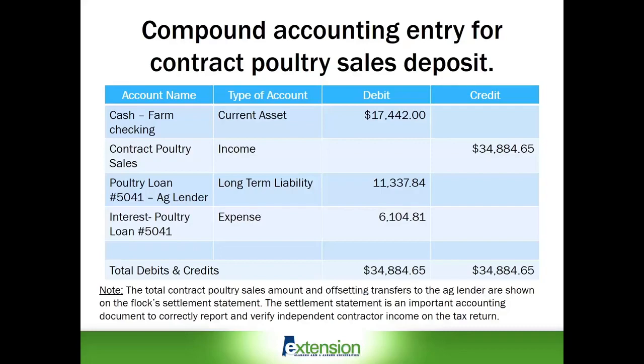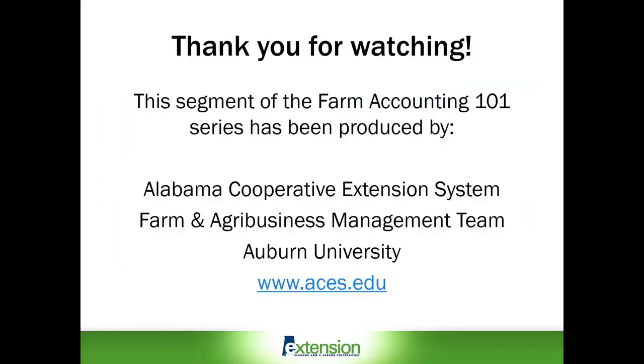For many farmers, recording principal versus interest portions of poultry loan payments may be delegated to their accountant or tax preparer at the end of the year. Like all accounting entries, debit and credit entries must be in balance. In this example, total debits and credits for this poultry deposit are $34,884.65.